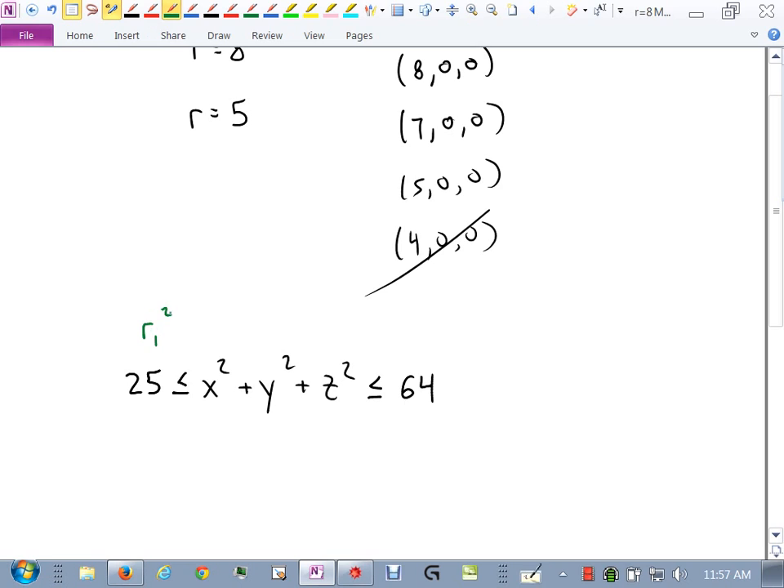I'll call this R1 squared less than or equal to x squared plus y squared plus z squared less than or equal to R2 squared. So what we're doing is we're bounding the conditions of our points between these two radii. Make sense?